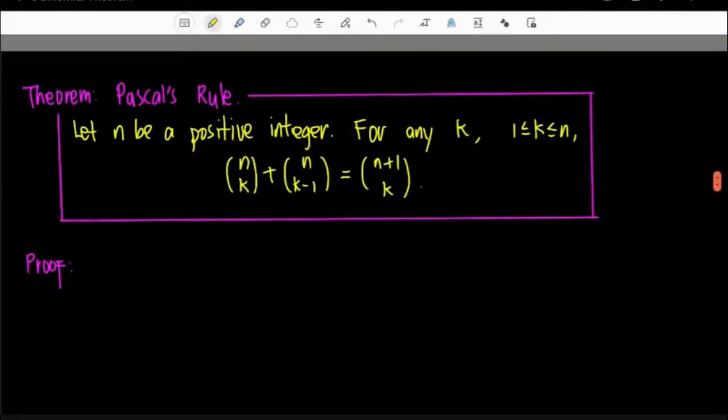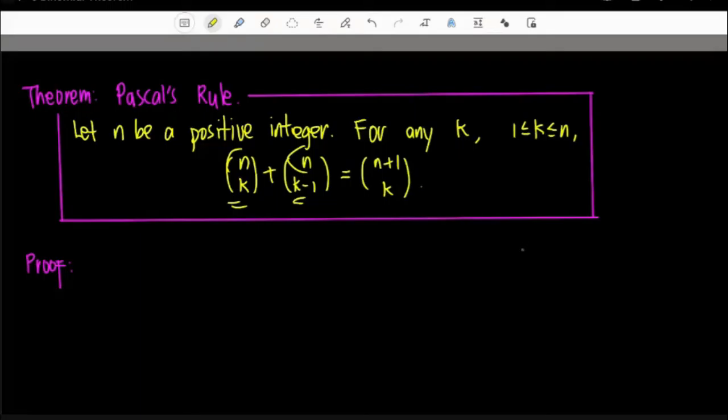Now, what's Pascal's rule? Pascal's rule is this. Let n be a positive integer, and for any k from 1 to n, n taken k plus n taken k minus 1 is equal to n plus 1 taken k. So if you have two binomial coefficients where the upper parts are the same, and the lower parts differ by 1.